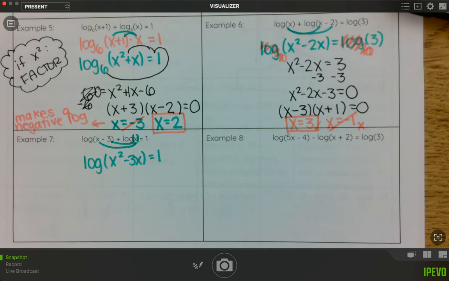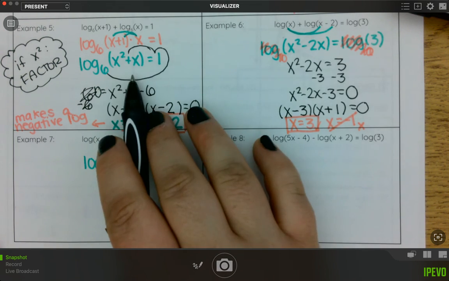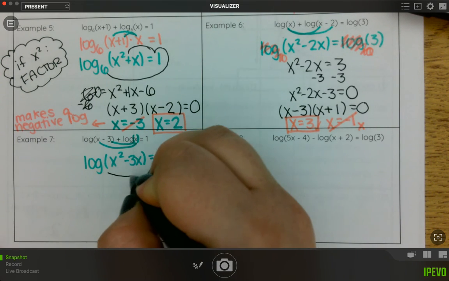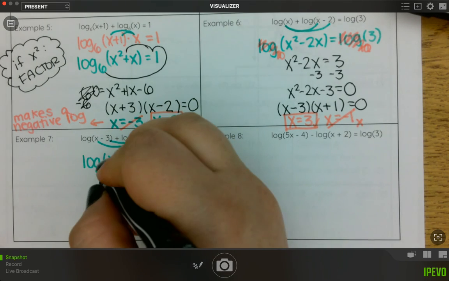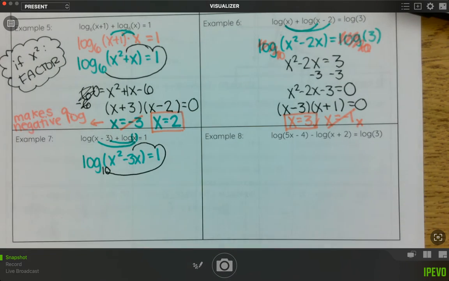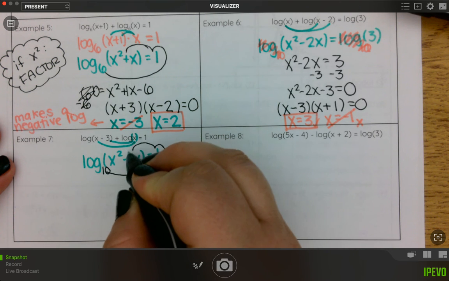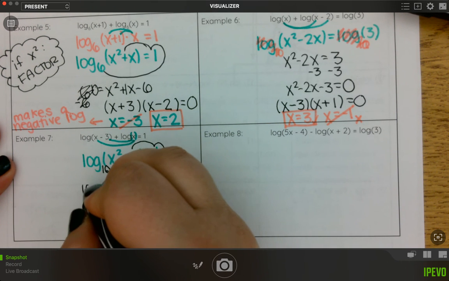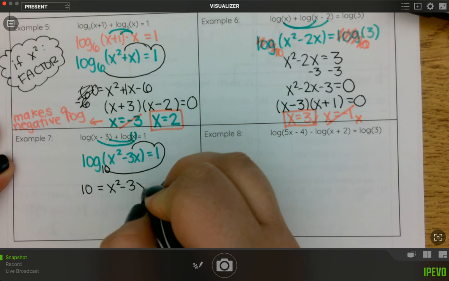This one is slightly tricky because there's not another log over here, so you have to do this cloud. But when you go to draw your cloud, there's this piece missing right here. That's a 10. Remember that this is the common logarithm, and it always has a 10 if there's no number down there. So really we have 10 to the first power equals x squared minus 3x. Well, 10 to the first power is 10. I'm not going to write the little 1.